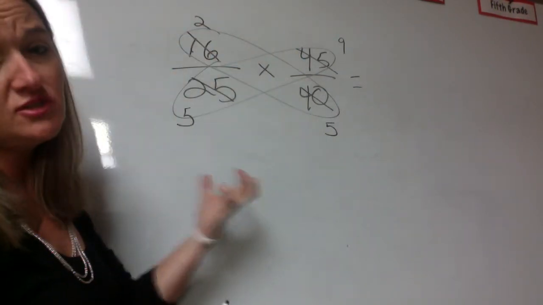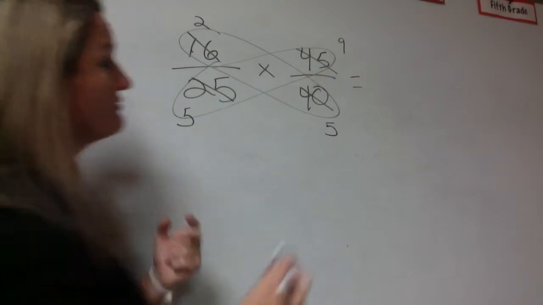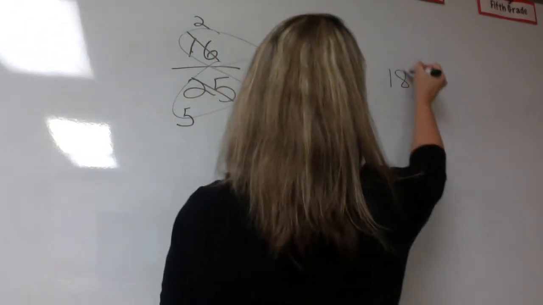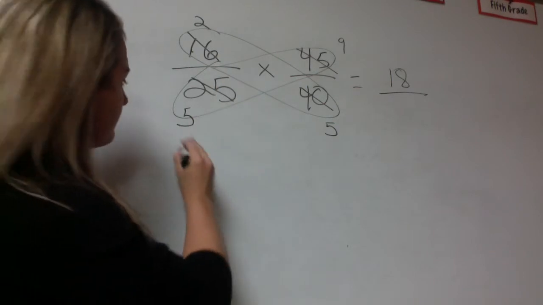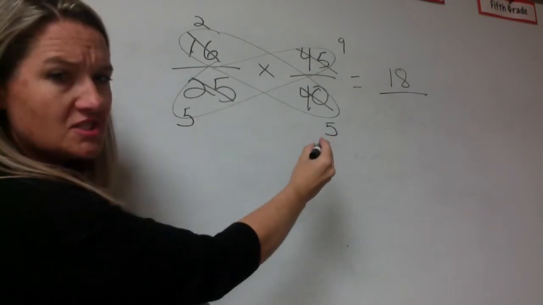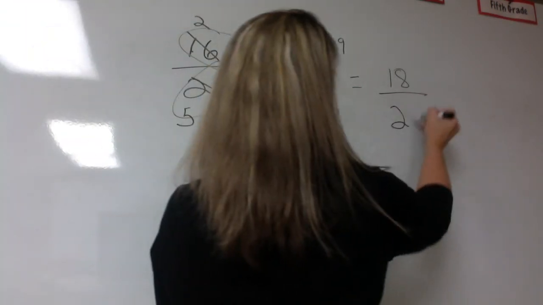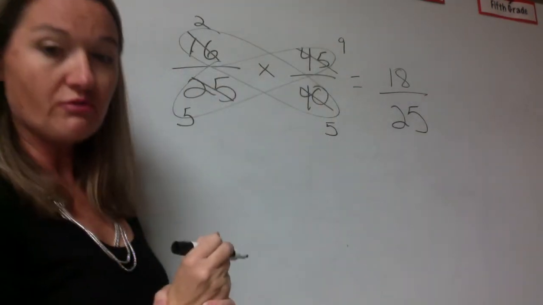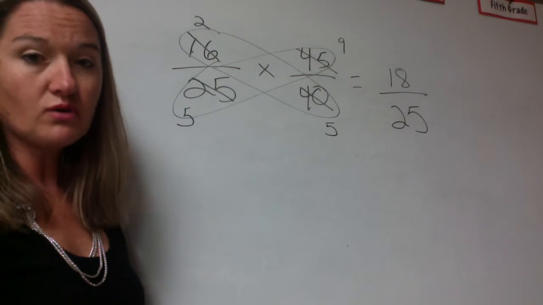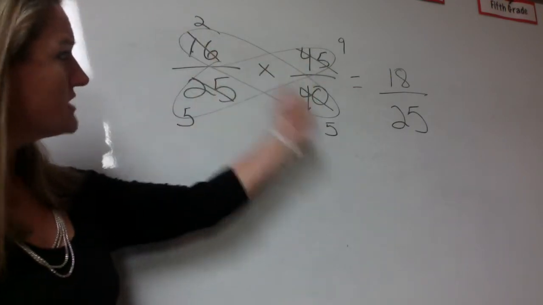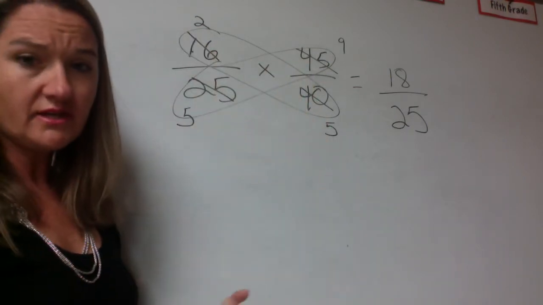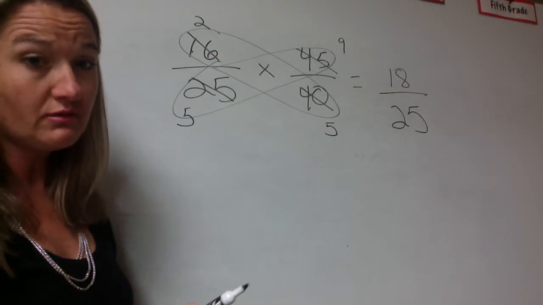That's so much easier to do than 16 times 45. 2 times 9, that's 18. Okay, down here I've got 5 times 5. Isn't that easier to do than doing 25 times 40? Yeah. So my answer is 18 over 25, and it's already in simplest form. Okay, so using that simplification process ahead of time will save you a lot of work down the road.